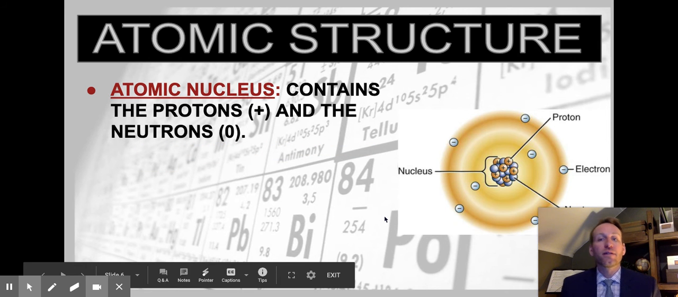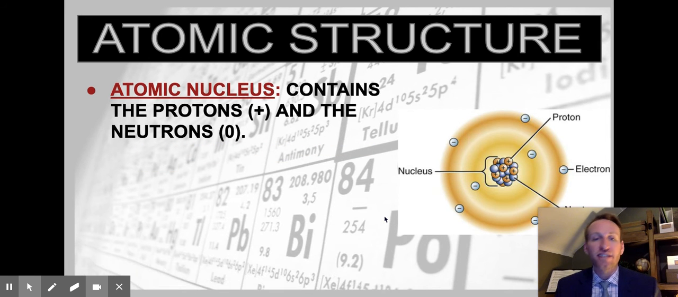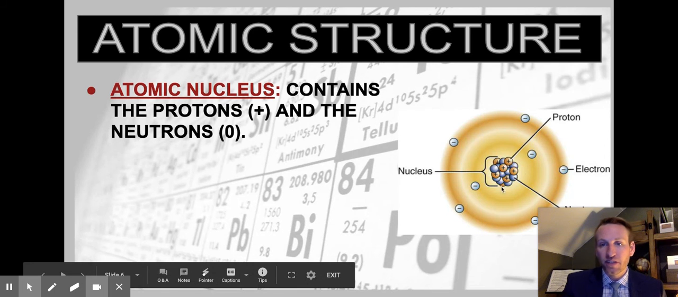In the center is the atomic nucleus. The nucleus is in the center, and there are two things inside the nucleus. You have protons, which are the positive particles, and you have the neutral neutrons. Protons and neutrons are in the nucleus. It's kind of like a ball right in the center.